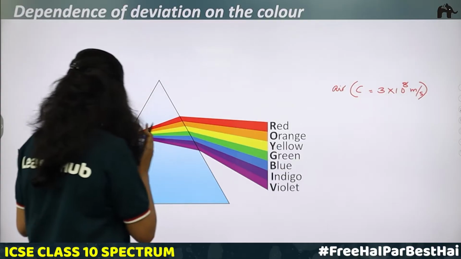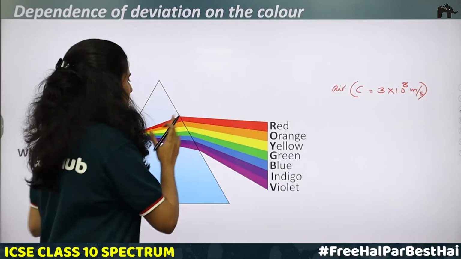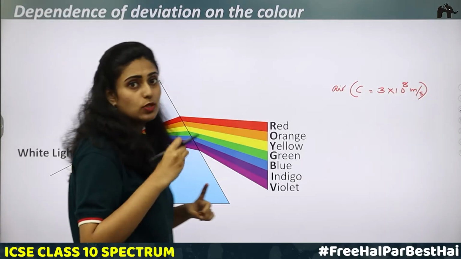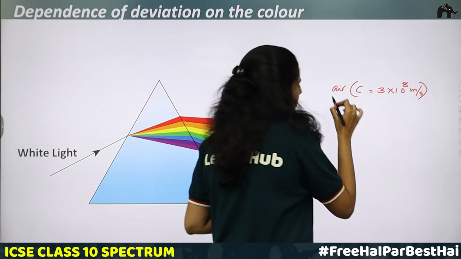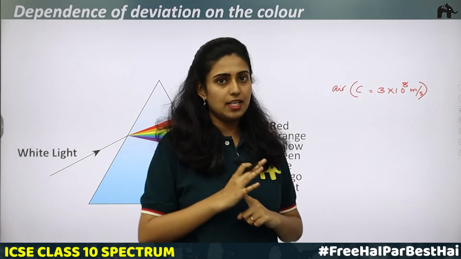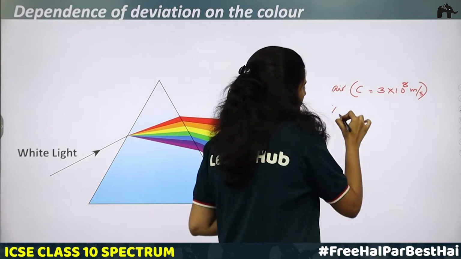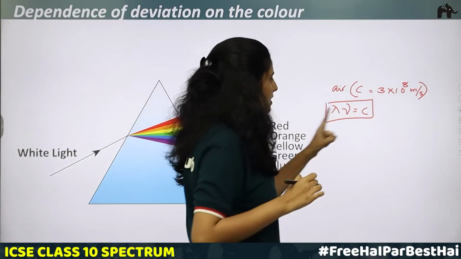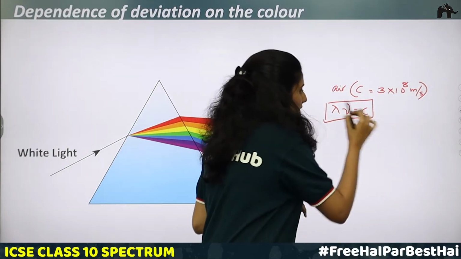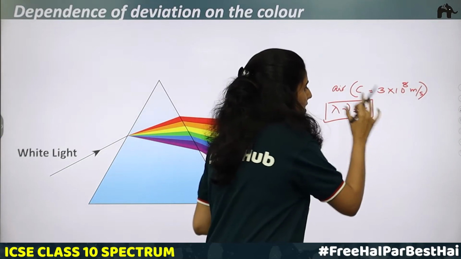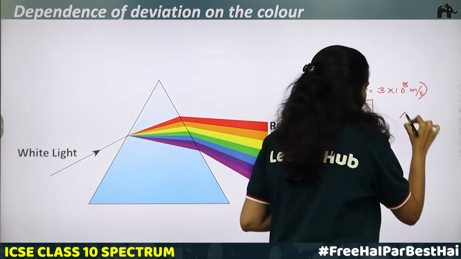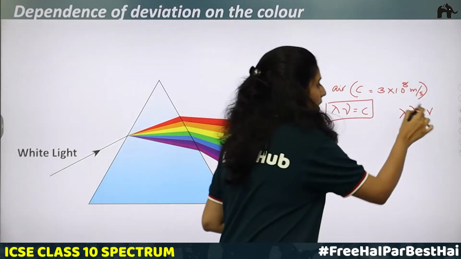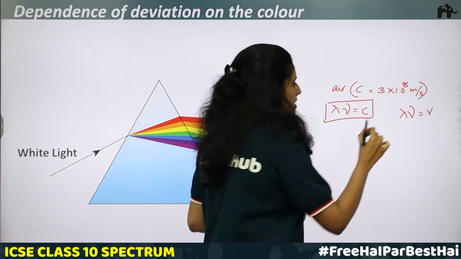Here the light is traveling from air to glass. Glass is a different medium, and in glass the velocity of different colors of light will be different. We know that velocity, wavelength of light and frequency are dependent. What is the relation? Lambda nu is equal to c, where lambda is the wavelength, nu is the frequency, and c is the speed of light in air. Or lambda nu is equal to v, where v is the velocity or speed of light in that particular medium that is considered.